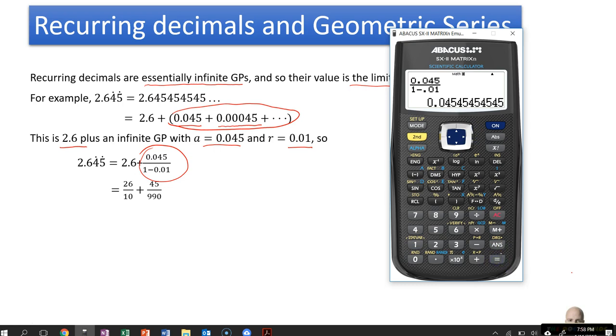But we don't want this because this is not an exact value, it's the calculator approximation. But if we just simply use the switch between fractions and decimals, we get our 1 on 22, which is what 45 on 990 is. 45 goes into 990 22 times. And then our 1 on 22 plus, let's just say 2.6, and we get this thing. And again, we can go floating point to decimal and get our 291 on 110.